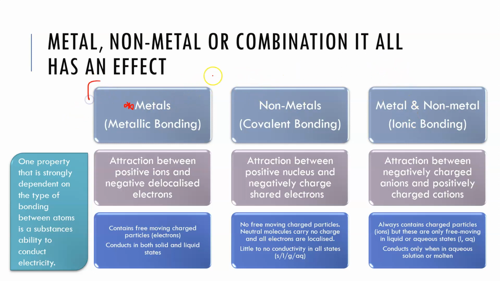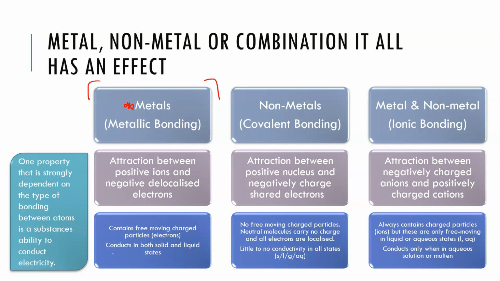So this is the section that we're focusing on at the moment, and that is the attraction between positive ions and negative delocalized electrons, meaning that we have free moving charged particles, and these substances will conduct electricity, which is why we use metals for wires.